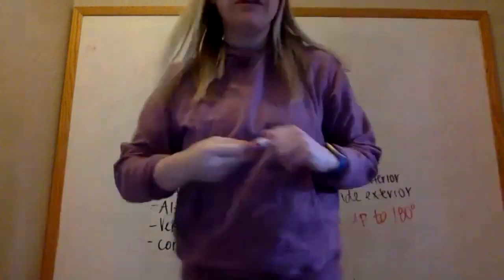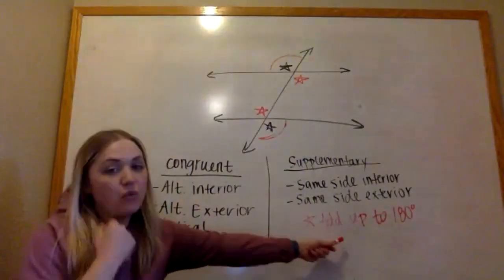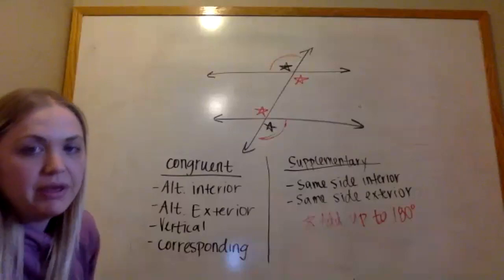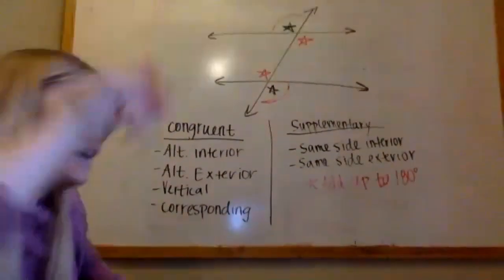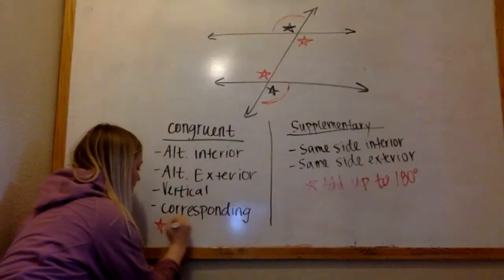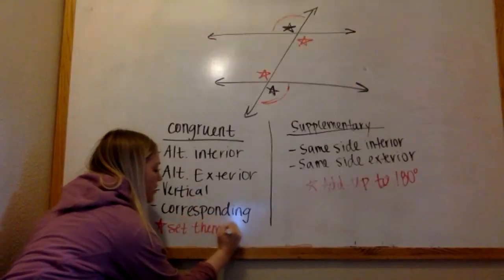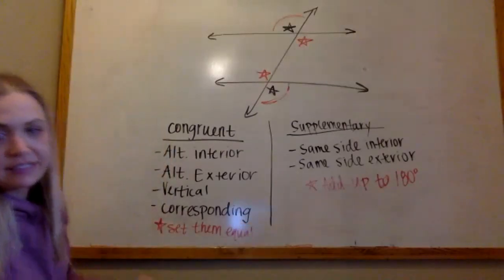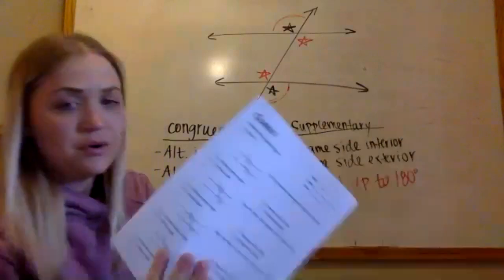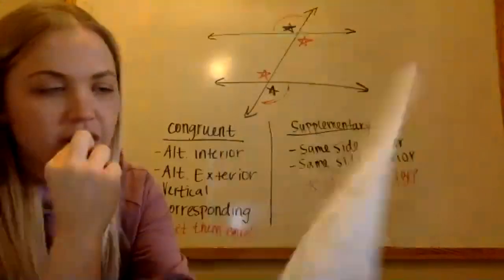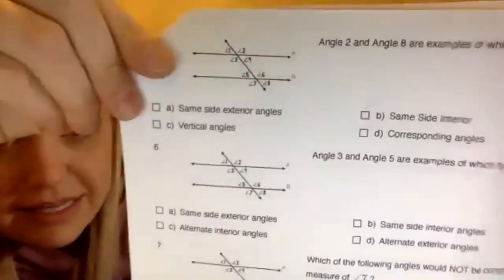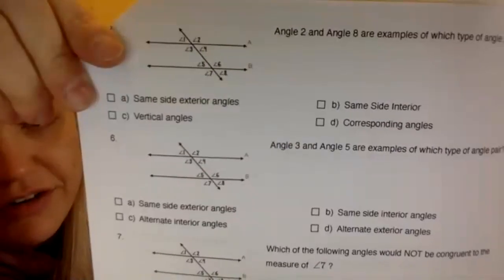So if you've done your quiz already today, you'll see that we had one of them that was supplementary and one of them that was congruent. When it's supplementary, you add them up and you set them equal to 180 degrees. When they're congruent, all you're going to do is set them equal to each other, and then you can just solve for x. Okay, so the first 6 questions were all problems like this, where you had to see if they were same side interior, vertical angles, corresponding, and all that stuff.